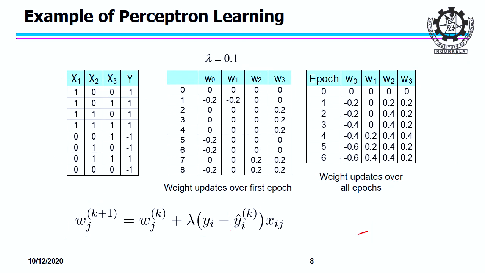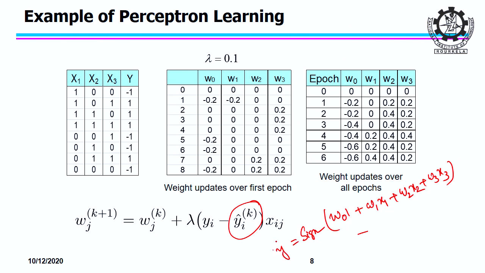Okay. Therefore, we will show how the weights are updated. So, we started with all zeros. What I said is first you have to compute this part. So, what is this part? As I said, this will be W 0 plus W 1 x 1 plus W 2 x 2 plus W 3 x 3 and then you apply sign. So, that is nothing but y cap. Now, what is the formula? If it is greater than or equal to 0, that will be plus 1, otherwise it is minus 1.